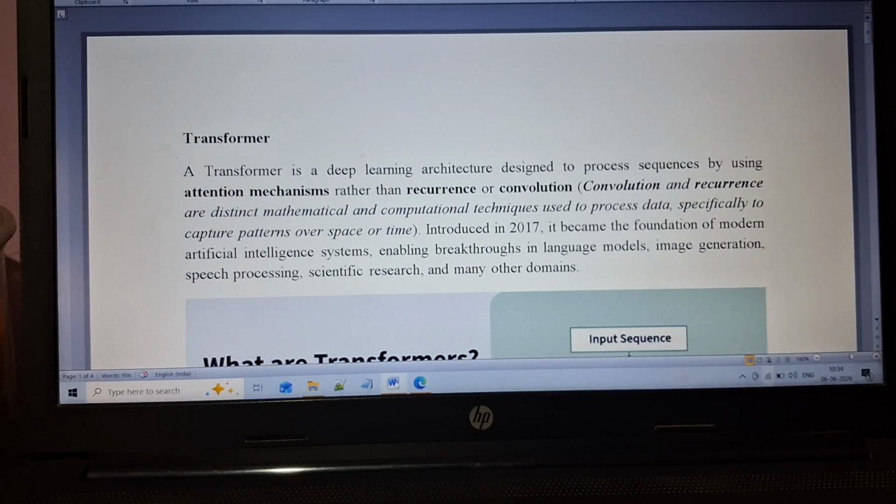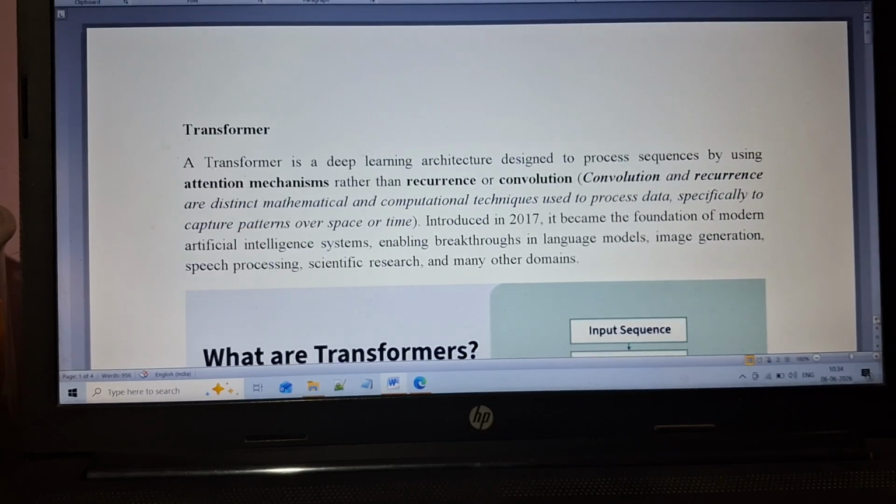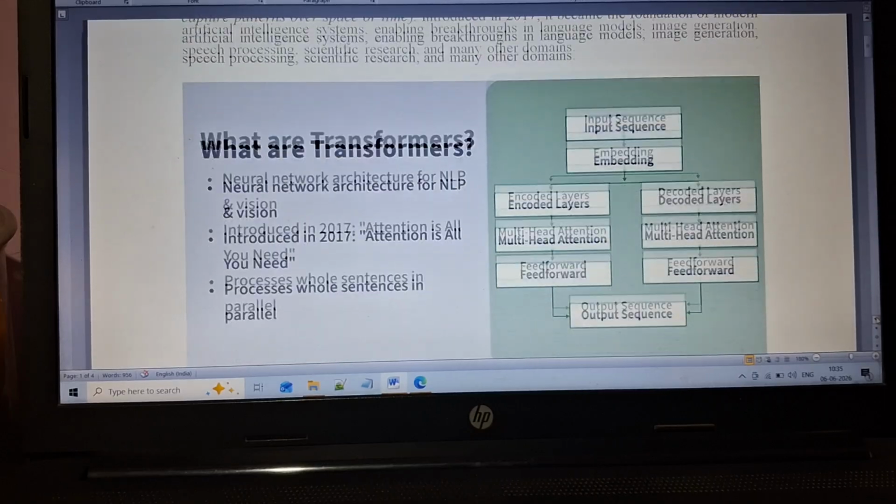The transformer, introduced in 2017, became the foundation of modern artificial intelligence systems, enabling breakthroughs in language models, image generation, speech processing, scientific research, and many other domains. This is the diagram of the transformer.